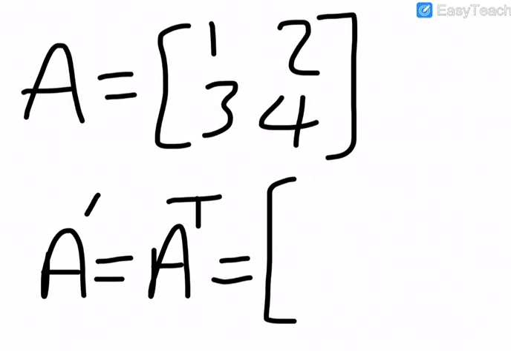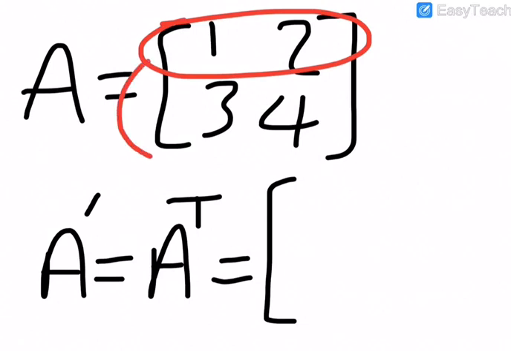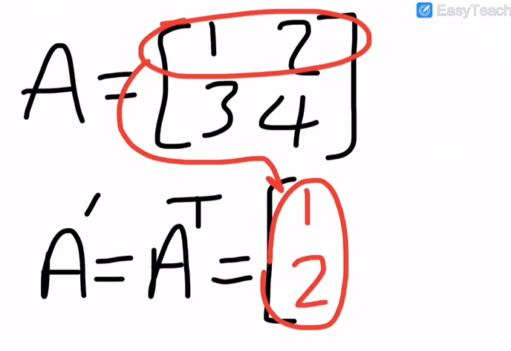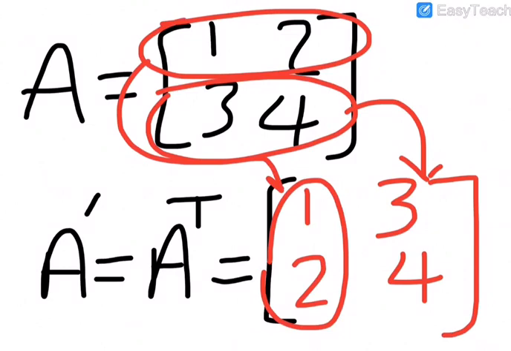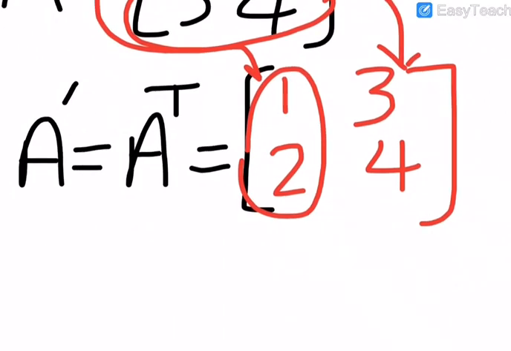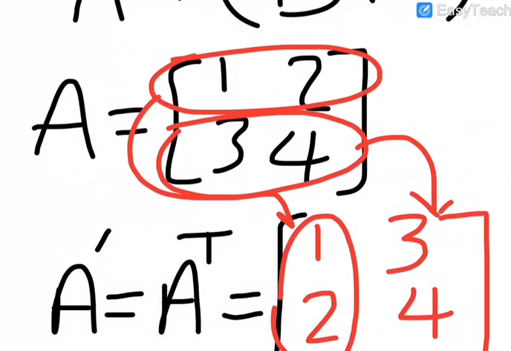How can we write it? The simple way is, for example, for matrix A, you get the first column and write it as the first row. This is the first row, and I write it as the first column: 1, 2. I take the second row of the matrix and I write it as the second column: 3, 4. Now, there you have it. We have the transpose of matrix A: 1, 3, 2, 4.